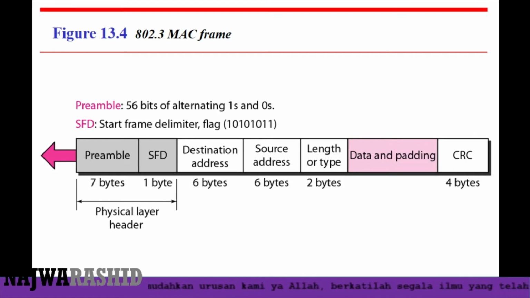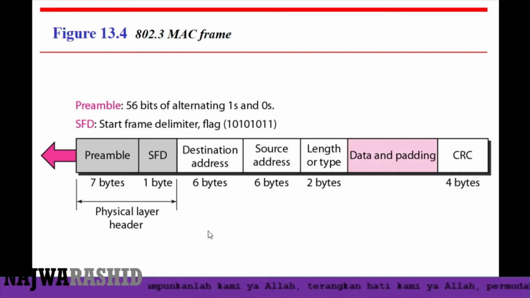We have the preamble and SFD, known as the header of the MAC frame. And then we have the destination address, the source address, the length or type, the data and padding, and the CRC for error detection. The preamble consists of 7 bytes and the SFD consists of 1 byte, so in total here we have 8 bytes. The destination and source addresses are based on the physical MAC address, which consists of 6 bytes in size.